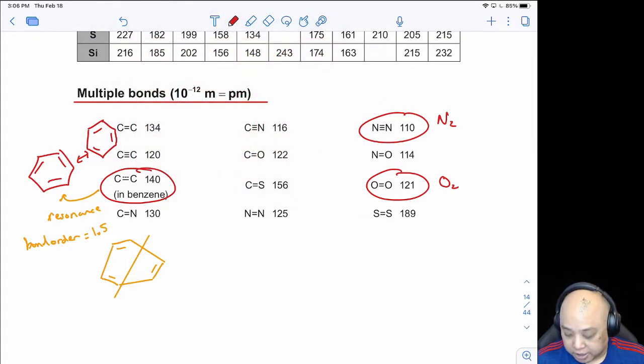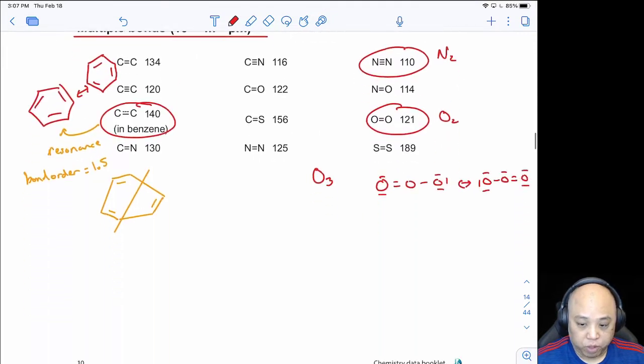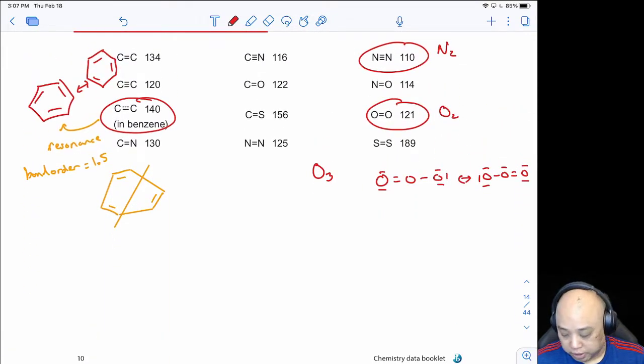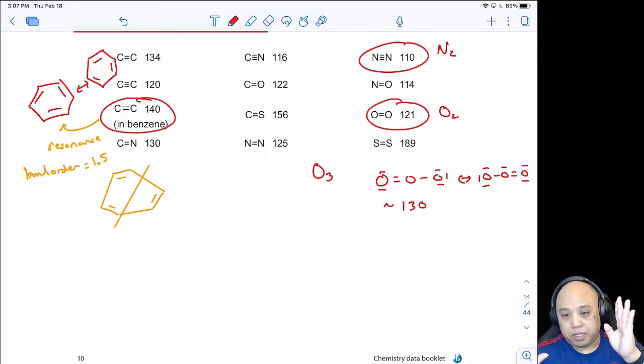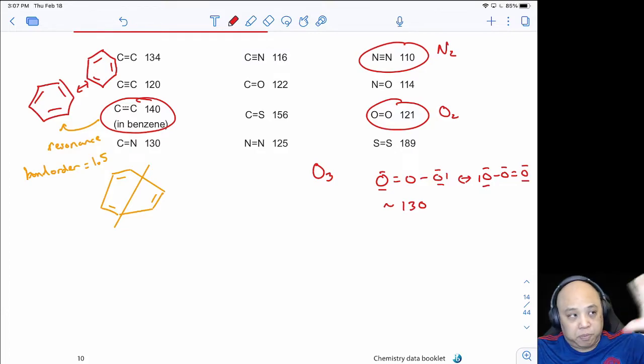I think the common question they ask about here is ozone. Because ozone, if you remember, has resonance as well. And so its bond strength is somewhere in between a double bond and a single bond. So if a single bond O is 148 and a double bond O is 121, you could estimate that the bond length here is about 130, maybe 126. They would probably just say the student gets awarded the correct mark if his or her value is in between 121 and 148. So it doesn't have to be exact. There'd be a range of acceptable values.